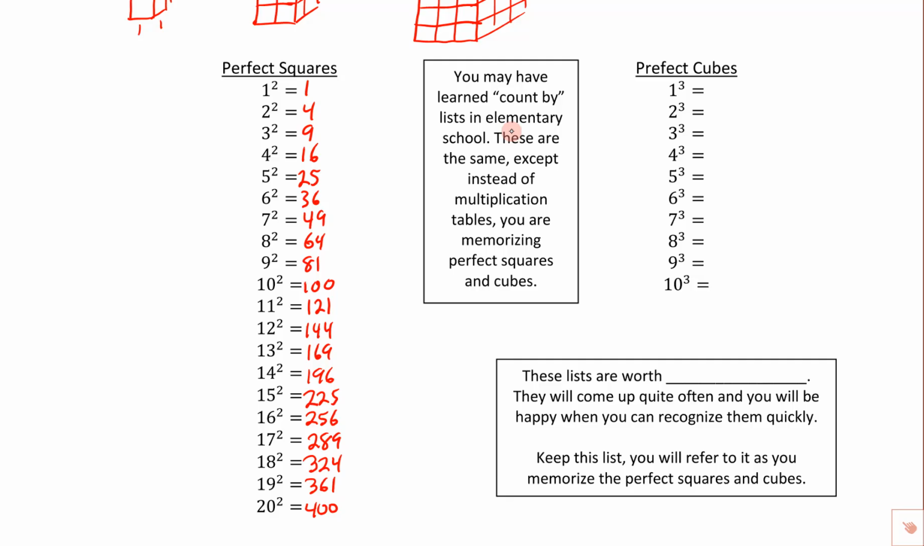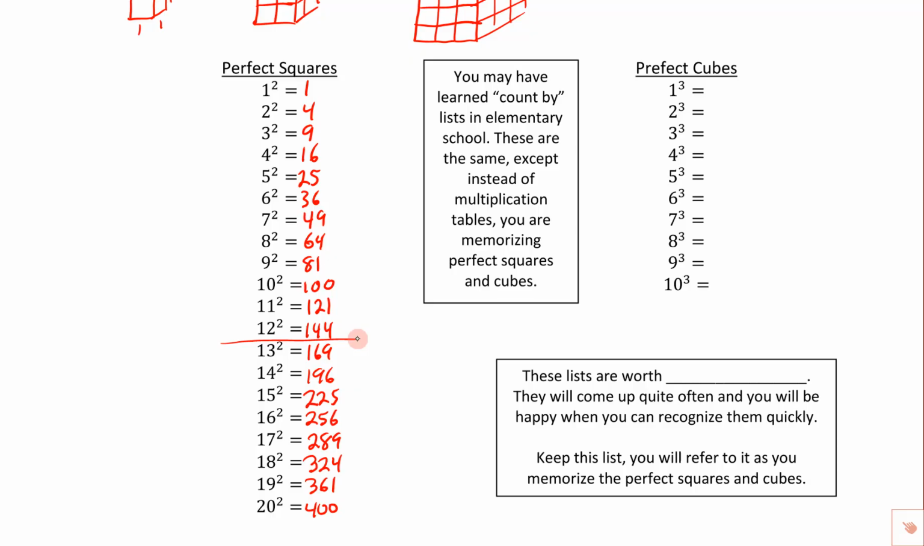Okay? Now, you may have learned count bys in elementary, or count by lists, like doing your times tables, or sometimes they call it skip counting. This is the same type of thing, except instead of multiplication tables, these are perfect squares and perfect cubes. So it's a good idea to memorize some of these, and I'm going to draw a little line right there, and you'll see why in just a few minutes.